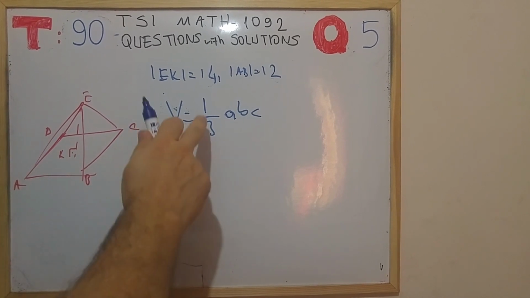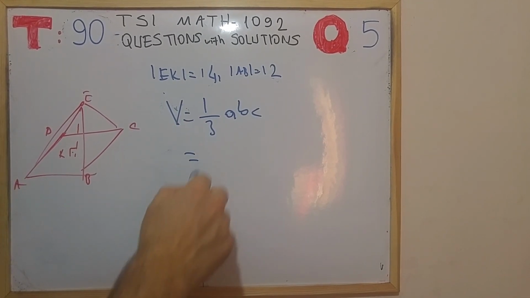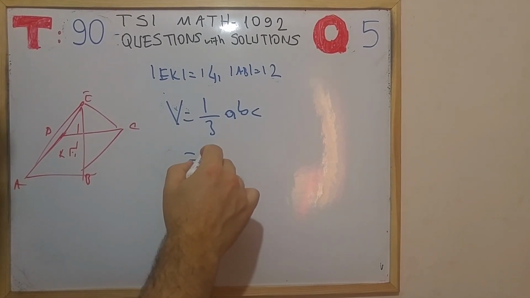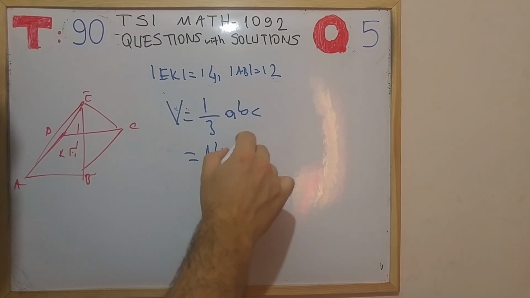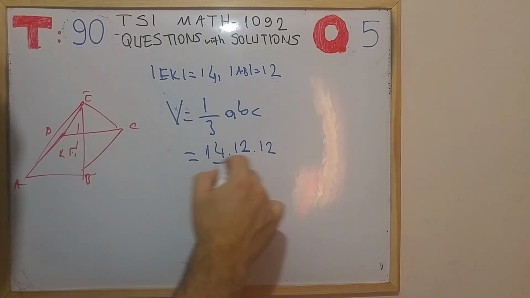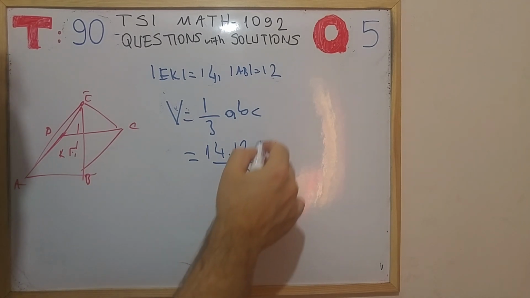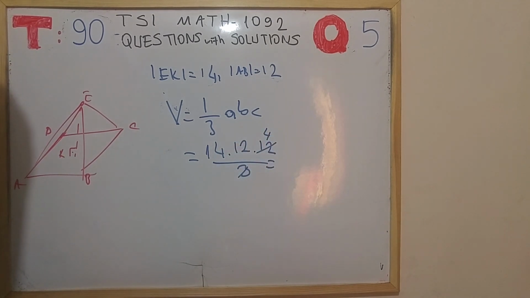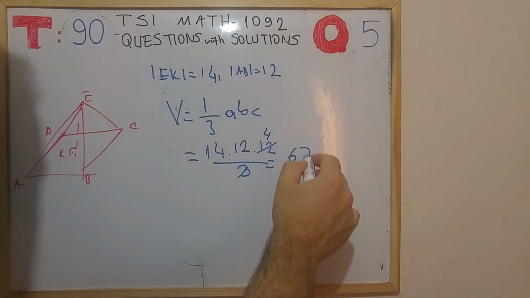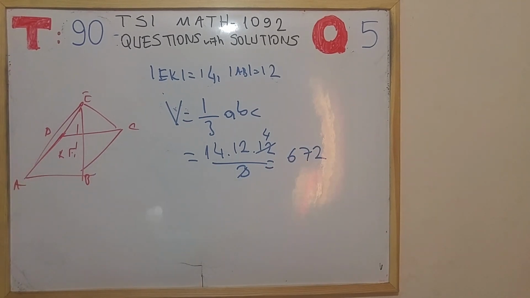The volume is equal to 1/3 of the multiplication of all 3 dimensions, that are equal to 14 times 12 times 12 over 3. When I simplify, this is going to be 4, so what the result will come is 672.